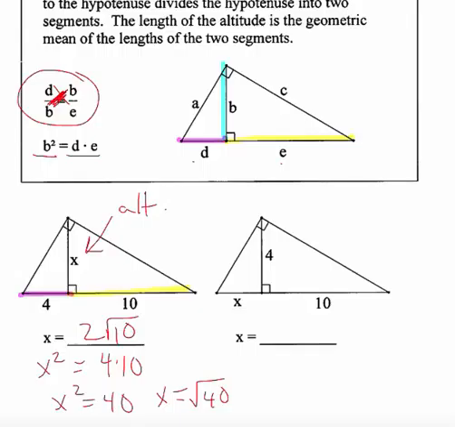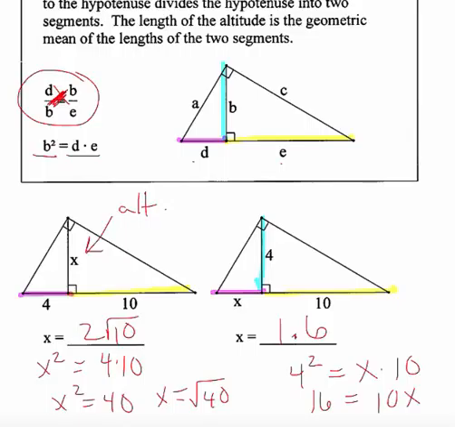So let's do the next example. Again, the two parts that are created by the altitude would be x and 10, and the altitude this time is 4. So don't always assume you're going to be squaring a variable. In this case, you're going to say the altitude squared, so 4 squared, should equal the two parts, x and 10, multiplied together. So this time I get an equation that says 16 equals 10x. So when I divide that side by 10, I get x is equal to 1.6.